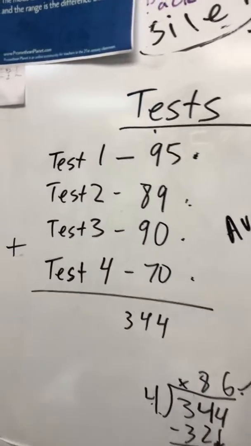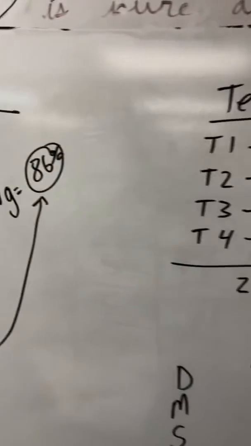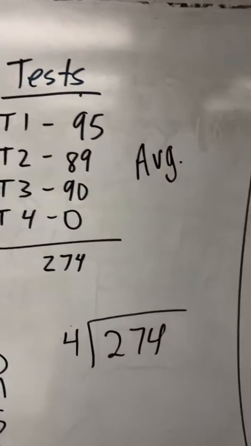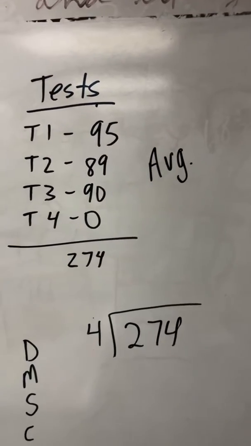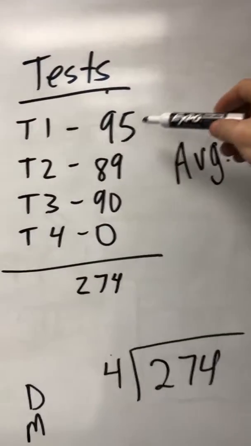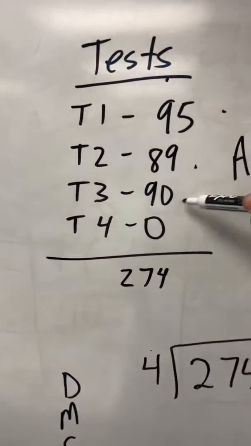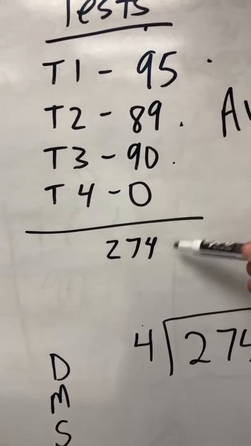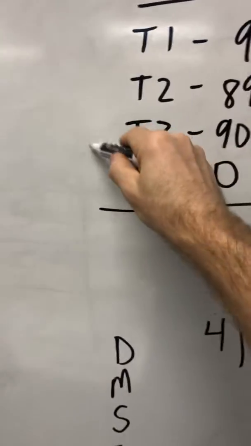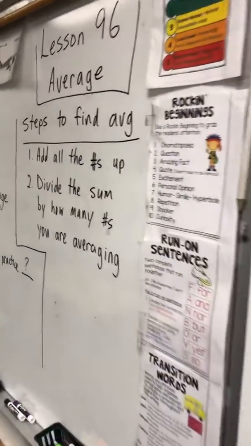Okay. Now, just for fun, let's say you decided to not study. I could say your name there, but I'm not going to because that would embarrass anybody. Okay, but you now have a 95, an 89, a 90, and then you didn't study and you just got cremated on this test. And you get up to 274. So step one, to find average, add all the numbers up. Okay, let's do that.